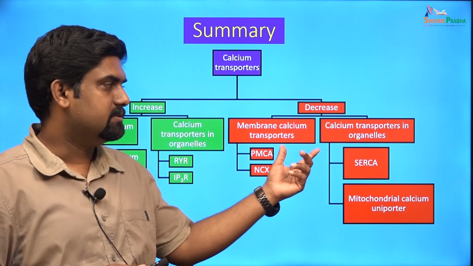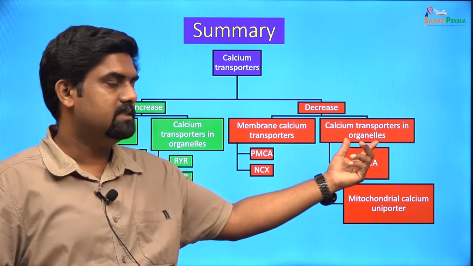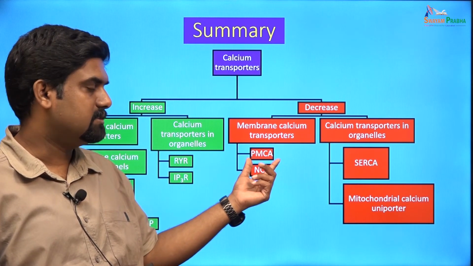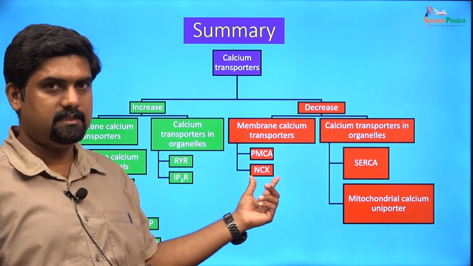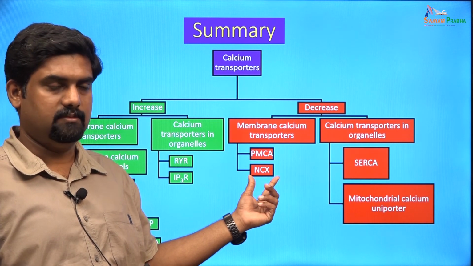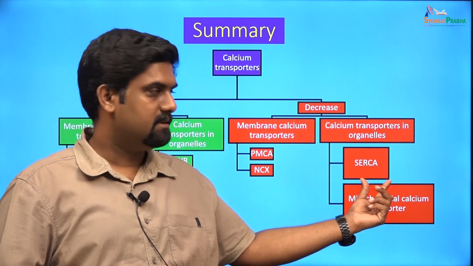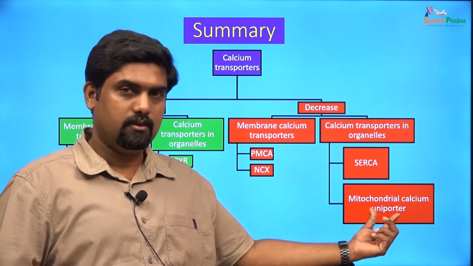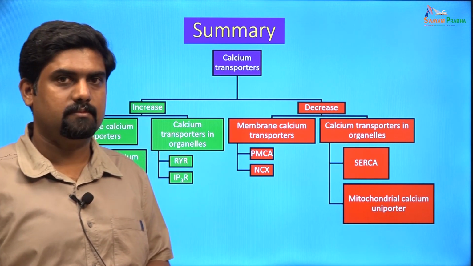Now there are various calcium transporters that decrease the intracellular calcium concentration. Some of these are present on the cell membrane and some on the organelles. The calcium clearance mechanisms present on the cell membrane are the plasma membrane calcium ATPase and the sodium calcium exchanger. Remember, the sodium calcium exchanger can also operate in the reverse mode and thereby increase intracellular calcium. The calcium transporters present in the organelles are the SERCA present on the SR and the mitochondrial calcium uniporter present in the mitochondria. Mitochondria also contain an NCX which can release calcium into the cytoplasm.